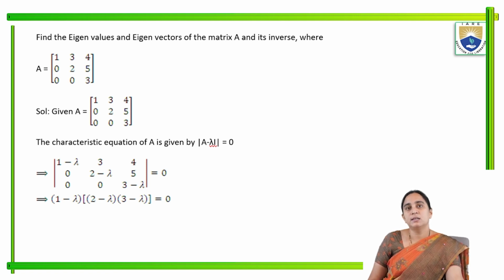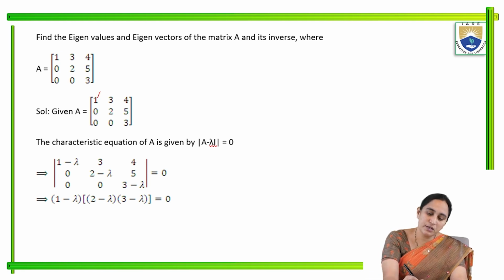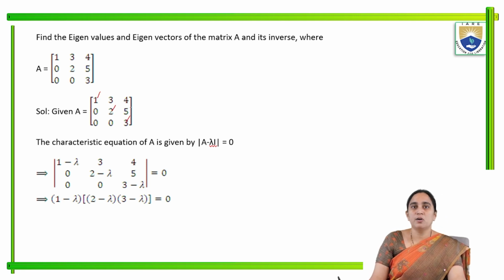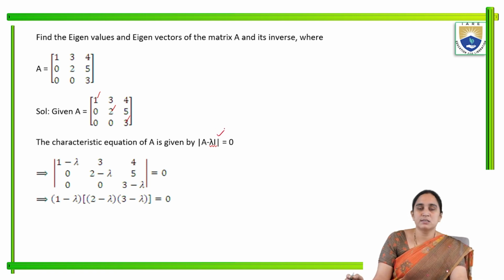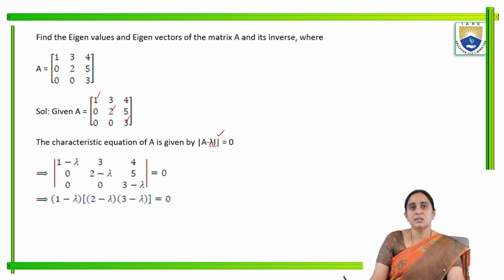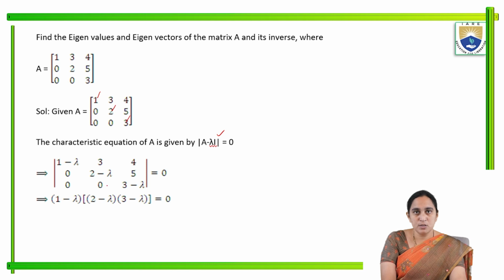Observe, is it upper triangular or lower triangular? This is an upper triangular matrix. For an upper triangular matrix, as we discussed, the diagonal elements are the eigenvalues of the given matrix, directly from the property, that is 1, 2, 3. Or else, from the general concept of finding eigenvalues from the characteristic equation, that is determinant of A minus lambda I equal to 0, that is 1 minus lambda, 3, 4, 0, 2 minus lambda, 5, 0, 0, 3 minus lambda. From that, solve the determinant of the 3 by 3 matrix.